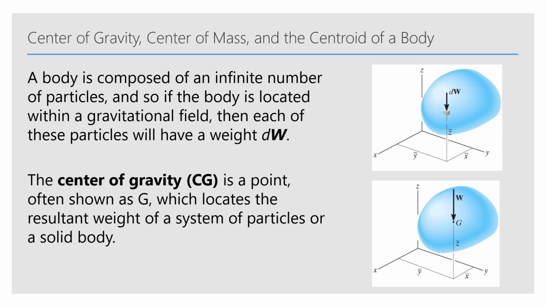A body is composed of an infinite number of particles, and so if the body is located within a gravity field, then each of these particles will have a weight dW. So the center of gravity is a point, often shown as just G, which locates the resultant weight of the system of particles or solid body. We're imagining that this body could be any object, whether it's the SUV or a goalpost, and that each of the individual particles in this object has its own weight acting on it. By adding it all together, we can find the center of gravity for an object.